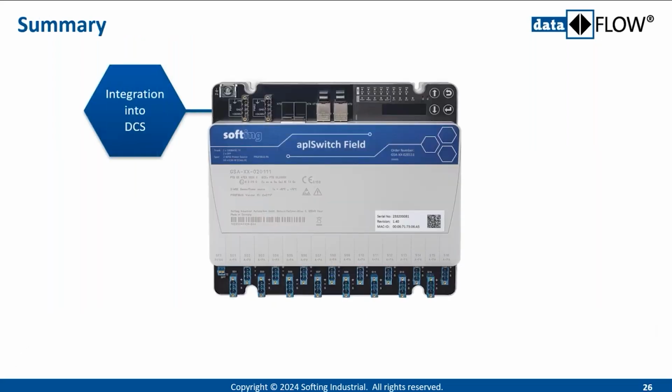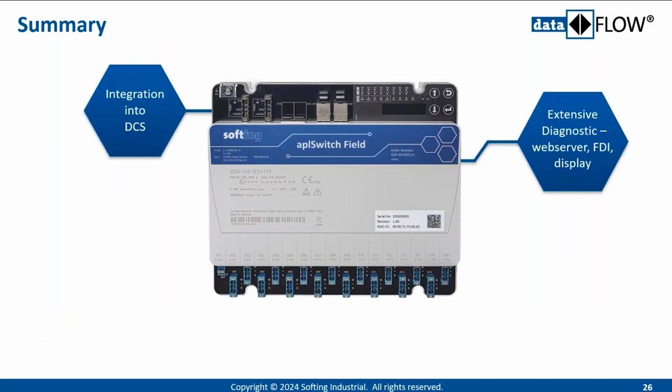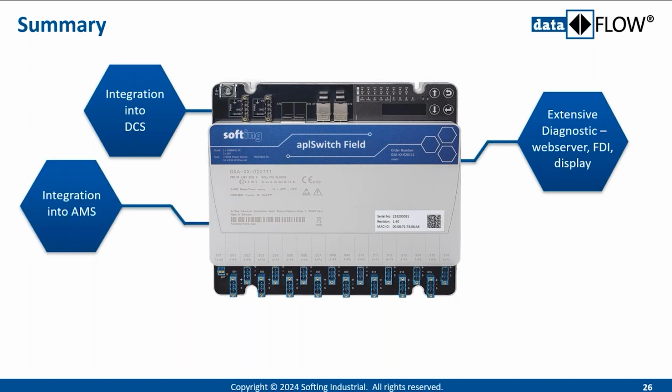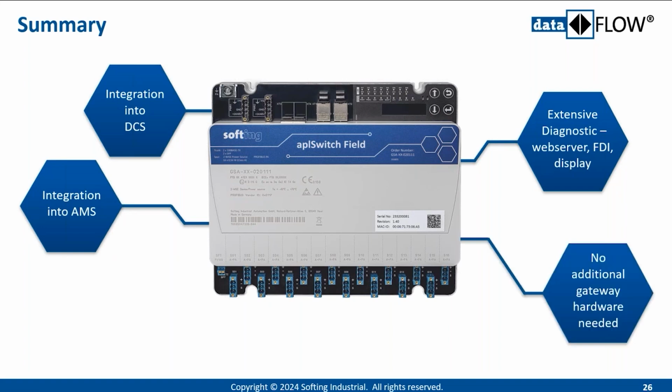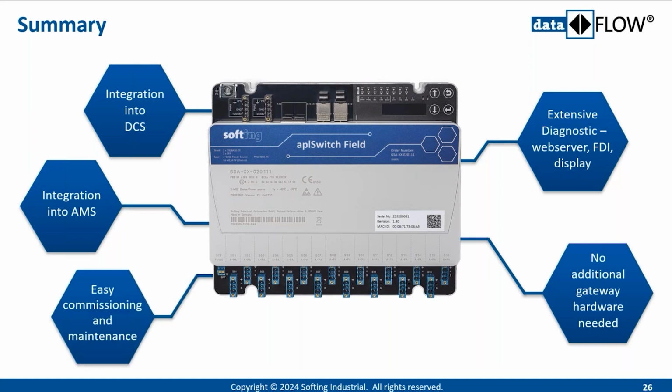As a kind of summary, what do we see? Integration into DCS: the commitment from the control folks is there. We have very extensive diagnostics, web server, FDI for AMS and the local display that I showed before. Integration into AMS: I'll show a picture about this one on the next slide. We have tried to get rid of the additional gateway hardware, so that's not needed any longer, which is a nice migration way, and it makes commissioning and maintenance quite easy.